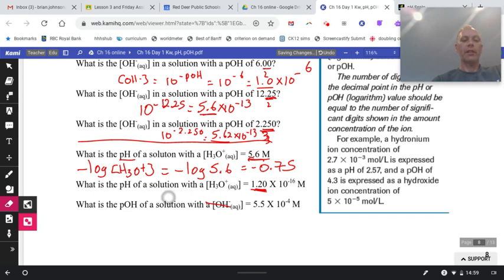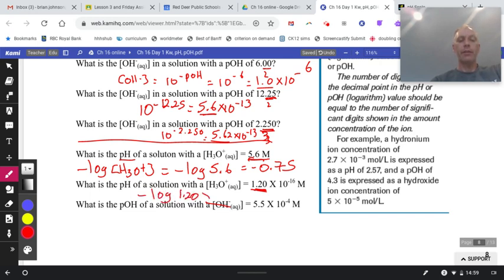Okay, I want you guys to do the next one. Pause and try it on your own. Negative log 1.20 times 10 to the negative 16 and you get 15.921. 3 sig digs, 3 decimal places.